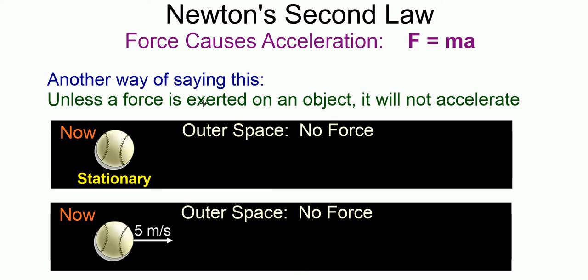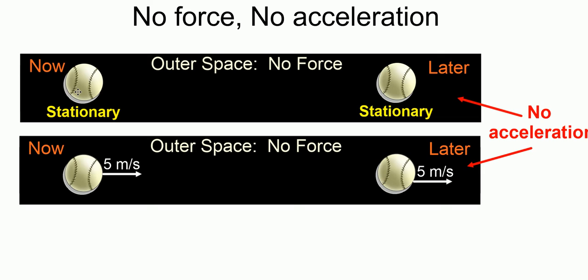Now, I said here, unless there is a force, it will not accelerate. So you should be able to predict what's going to happen to these. This one's stationary, no force. It remains stationary later. We could say 100 years later, it would still be stationary. It's not going to move because there is no force causing acceleration. Down here, this one is moving at 5 meters per second. Even 100 years later, 1,000 years later, unless there's been a force, it's not going to accelerate, is it? It's going to stay at that speed. No force, no acceleration.